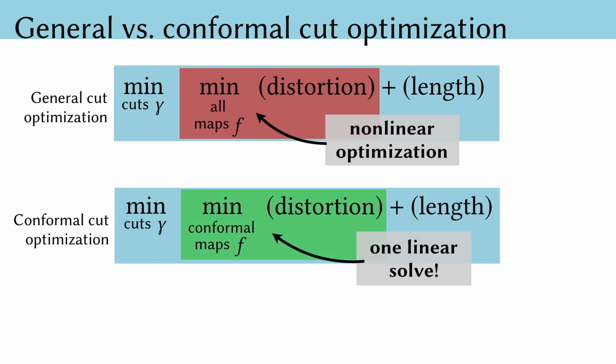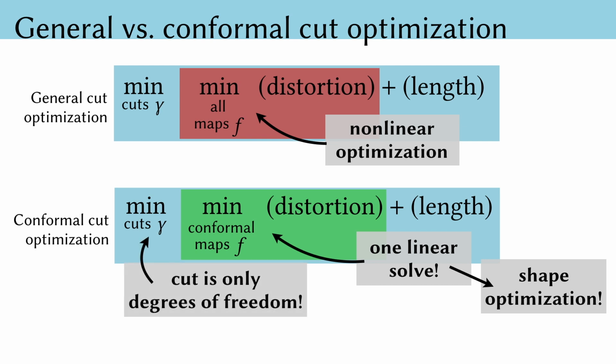In turn, this simple form will allow us to use techniques from shape optimization to attack the problem. Even better, because the distortion corresponding to a cut is accessible via a linear solve, we can avoid representing the map at all in our optimization problem. The only degrees of freedom we will need are the location of the cut, and in fact at no point in our optimization will we ever need to actually compute any kind of flattening.